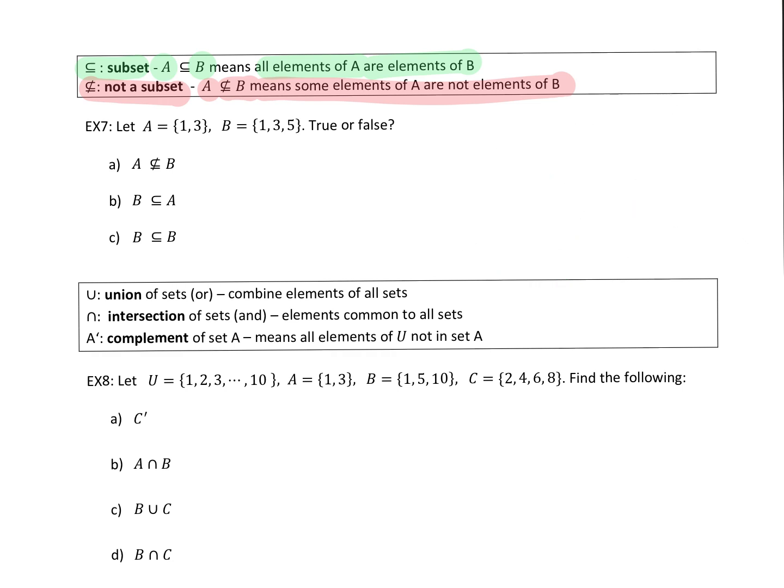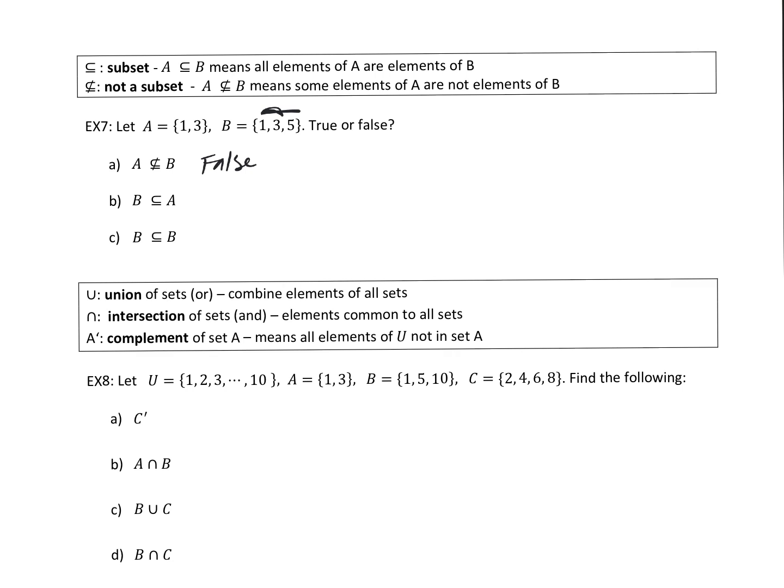All right, so let's take a look. Example 7. Let A equal the set of 1 and 3, and B is the set 1, 3, and 5. True or false? A is not a subset of B. What does that mean? That means that the elements in A are not in B, and that's false. 1 and 3 are inside of this set. Let's take a look at the next one. B is a subset of A.